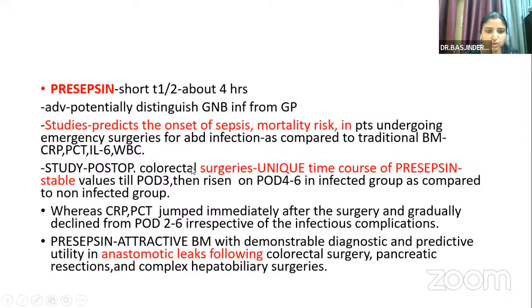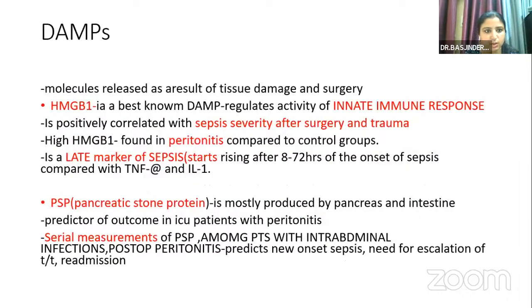Studies have also shown that in colorectal surgeries in the post-op period, there is a unique time course of Presepsin stability. Its value remains stable for post-op day 3 and then starts rising from post-op day 4 to 6 in the infected group. But as we see, CRP and PCT immediately jump after the surgery and gradually decline in the subsequent days, irrespective of infectious complications. So here Presepsin can be a promising biomarker, and also an attractive biomarker to diagnose anastomotic leaks following colorectal surgeries.